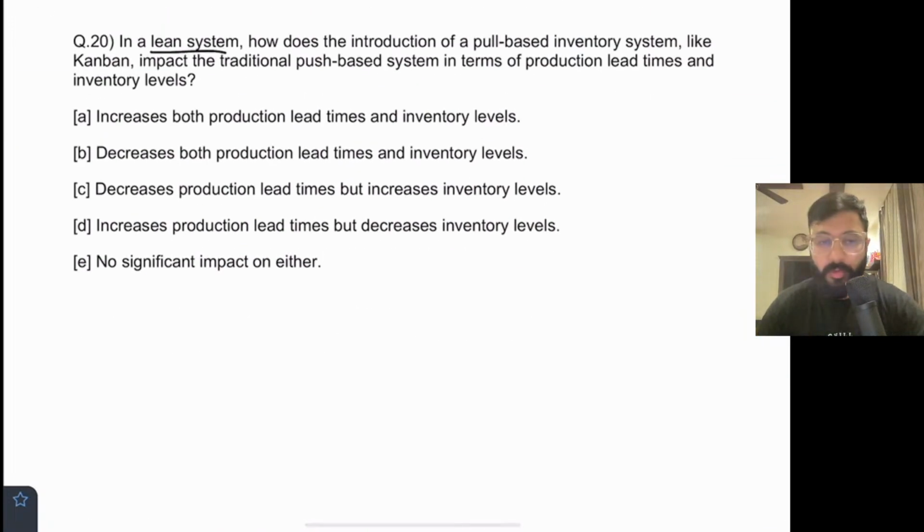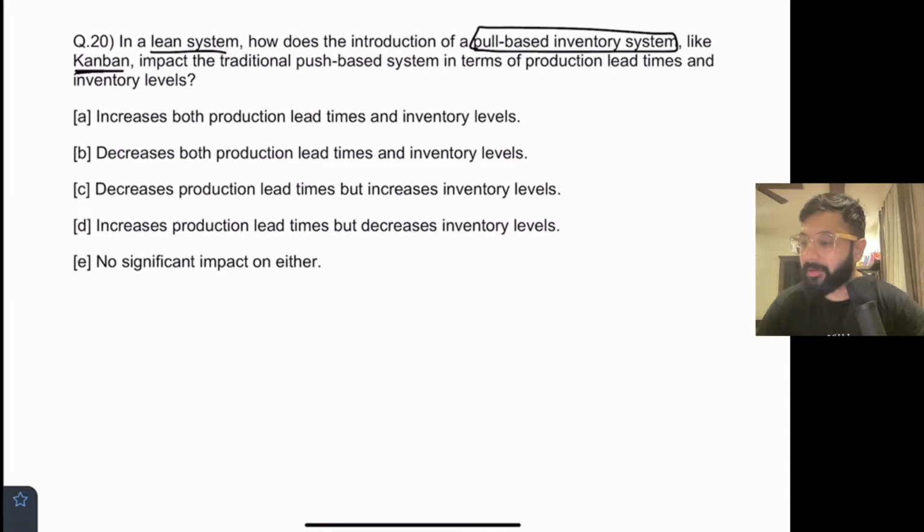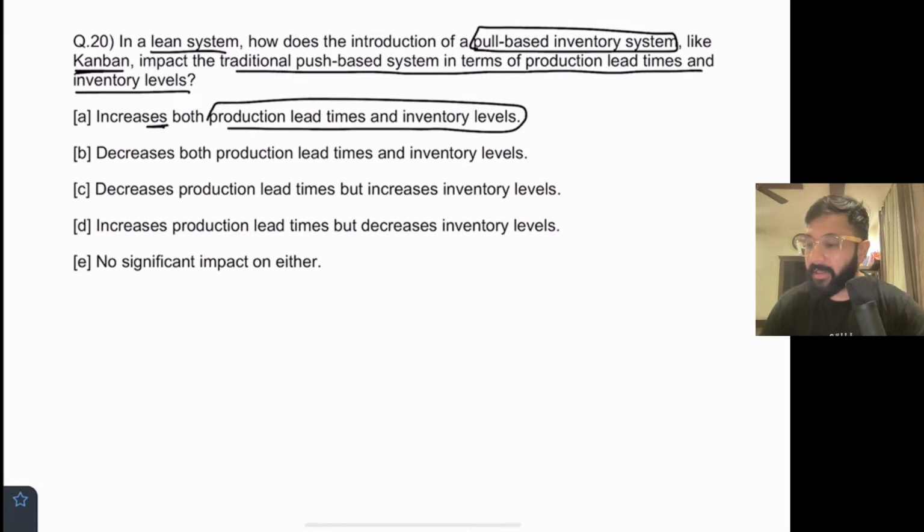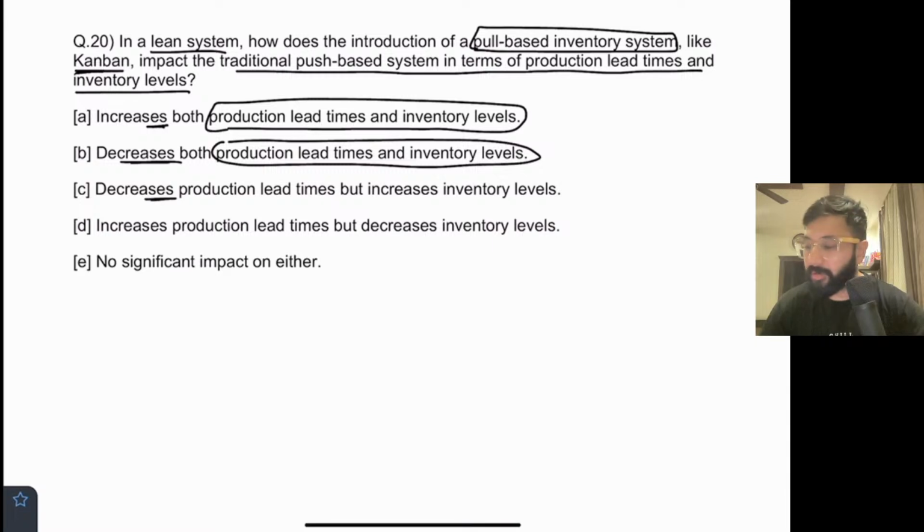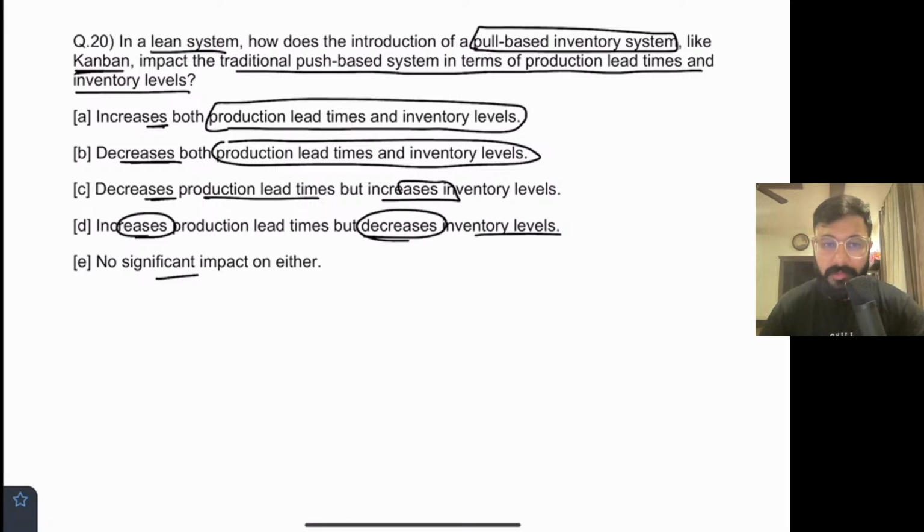In a lean system, question number 20, how does the introduction of a pull-based inventory system like Kanban impact the traditional push-based system in terms of production lead times and inventory levels? Increases both production lead time and inventory, number one. Decreases both production lead time and inventory. Decreases production lead time but increases inventory level. Increases production lead time but decreases inventory level. No significant impact.